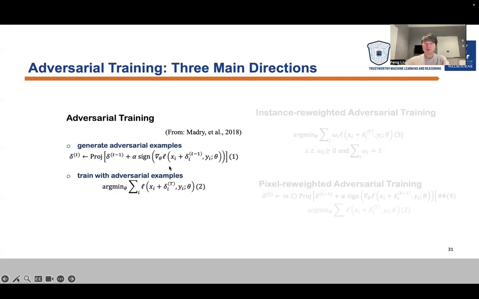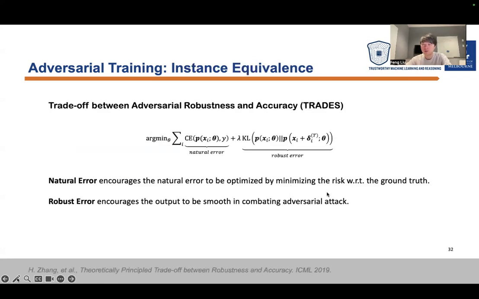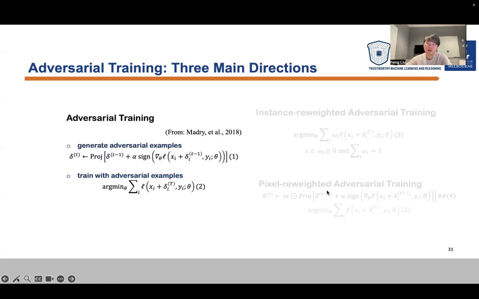It's called adversarial training. Another two is called instance-related adversarial training. It will reweight each instance. The last one is pixel-related adversarial training. So it will focus on the image level. We want to reweight each pixel. Okay.